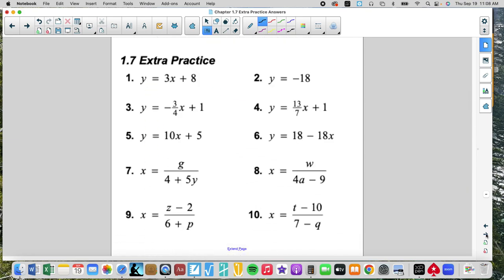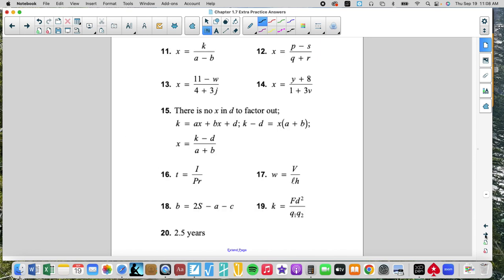And hopefully those are all the answers that I gave you. Yeah, notice that they didn't put it in standard form. Most of the time these math books aren't as particular as your teachers. That's not great. That should be in standard form. Bunch of standard forms. Let's see. Yeah, 2s minus a minus c. Told you they read it like that. And 2.5 years. Let's go.